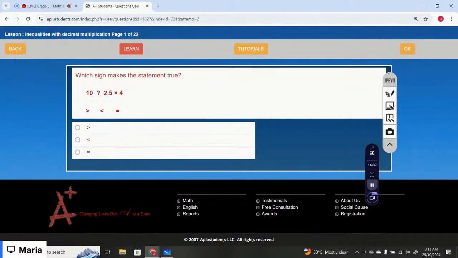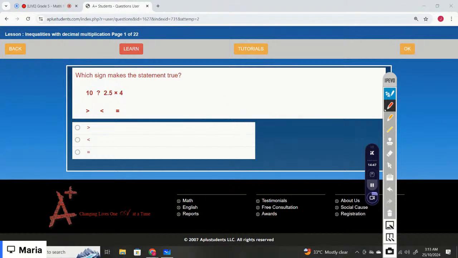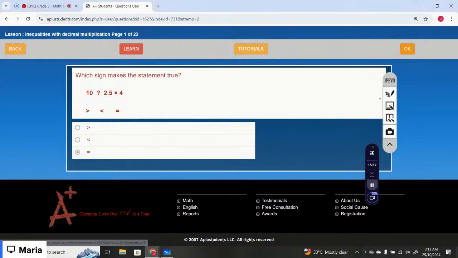Okay, which sign makes the statement true? 10, you have to compare it to 2.5 times 4. So just do 25 times 4. 4 times 5 is 20. 4 times 2 is 8 and 2, 10, right? You have one decimal place. So you need to move decimal point from here to here. So that is 10. So 10 and 10 are exactly equal. Got it? The correct option is option number 2. They are exactly equal.